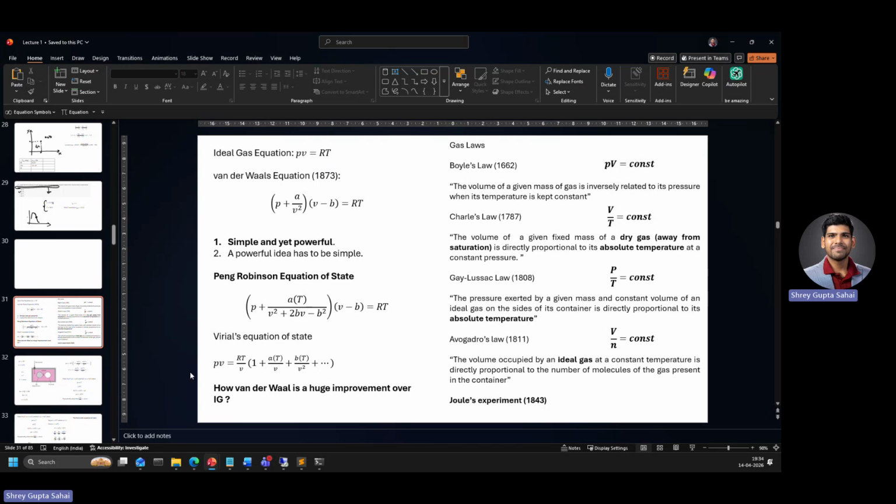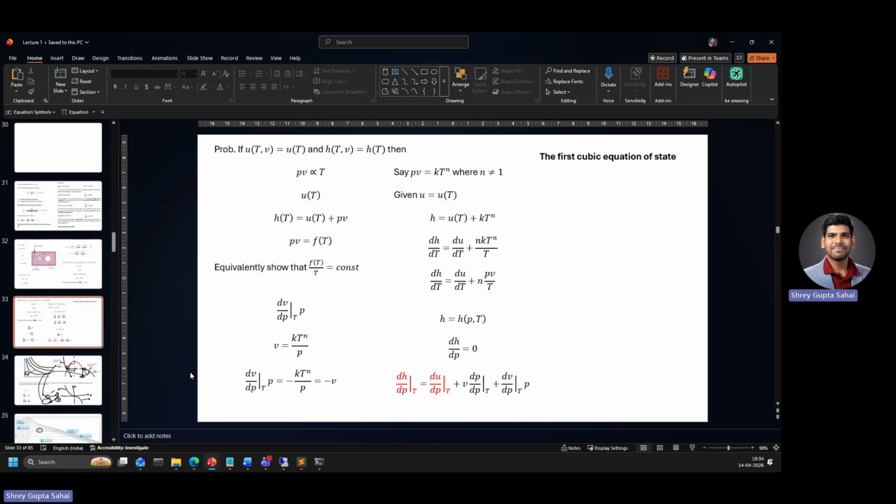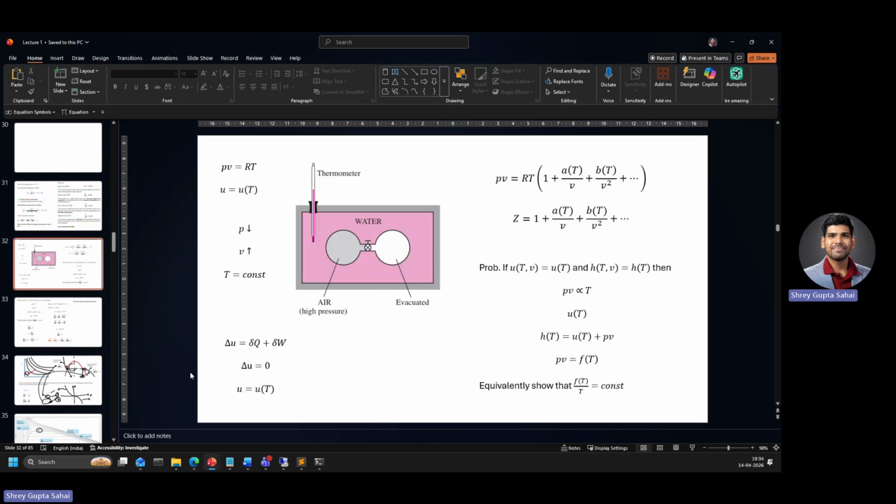And then in one class we discussed how the ideal gas equation and the van der Waals equation were a simple yet powerful addition over the gas equation. Different gas laws, how ideal gas equations came into the picture, and then the van der Waals equation was a simple addition. This thing we discussed in the first classes.